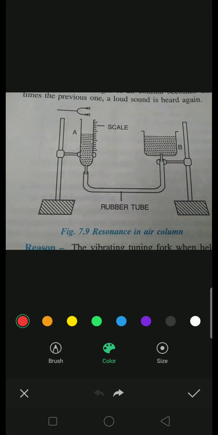And A is fixed. The level of A is fixed, but the level of B you can loosen and make it go up and down. You can change the position of the B vessel. Depending on that, when you change the position of B up and down, the water level in A will also change. It will go up and down. Clear? Understood the apparatus?